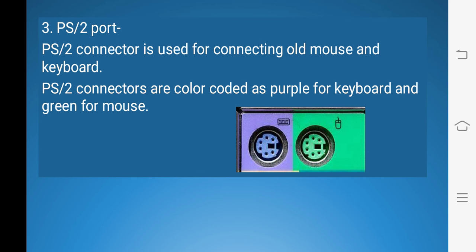PS2 port. As I told you, the PS2 port is used for the keyboard also. The PS2 port is used to connect the mouse also. As you can see, the purple port is used for the keyboard and the green port is for the mouse. Children, these two ports were used with the old types of keyboard and mouse. But nowadays we are using the USB port to connect the mouse and keyboard.